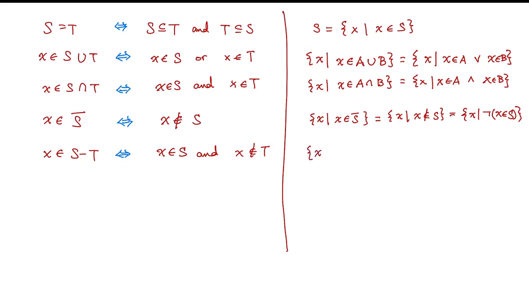And if you have X in S minus T, then you can have it as X is in S and X is not in T. Or you can write it as X is in S and negation of X is in T. It's supposed to be X. Any questions here?